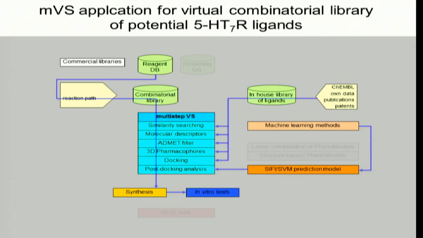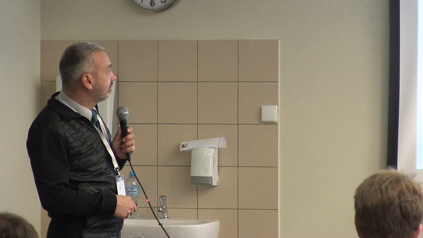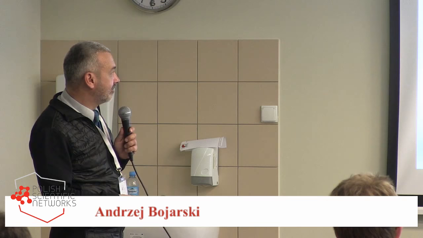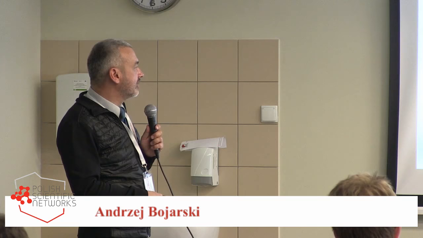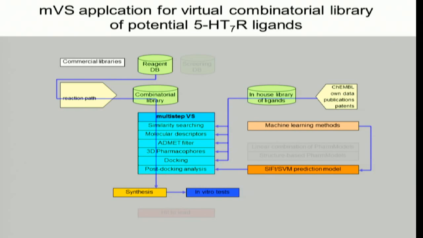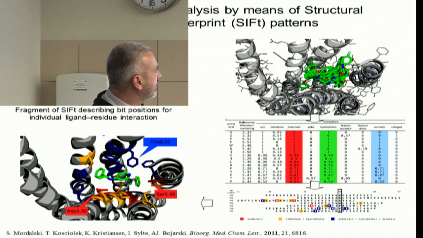As a second example, using a similar approach, the same screening protocol for 5-HT7, we generated our own combinatorial library based on a reaction path, using a reagent database and the reaction. We constructed the combinatorial library. After the screening, we selected compounds for synthesis, and then they went to in vitro tests. There is also one additional filter, a tool meant to help us in this selection of compounds for testing, based on the description of the docking results. I will mention it here.